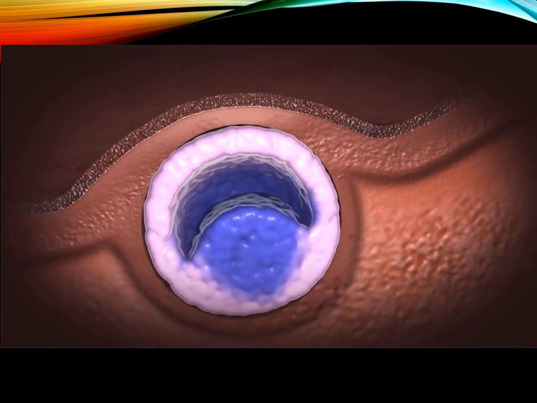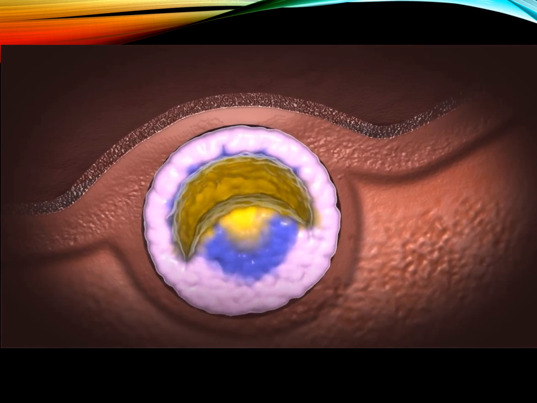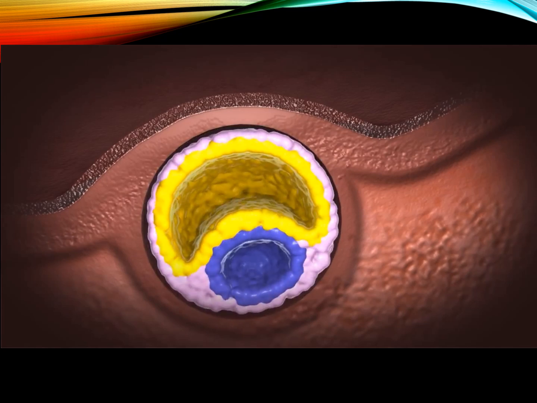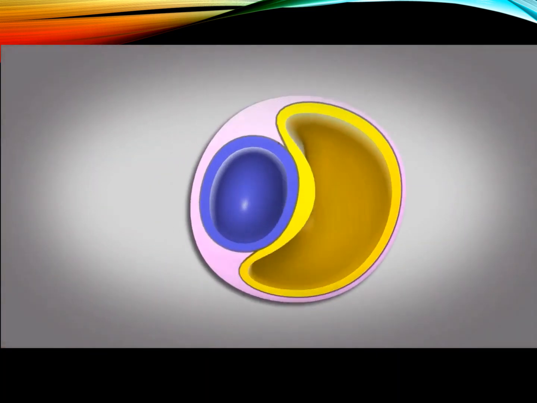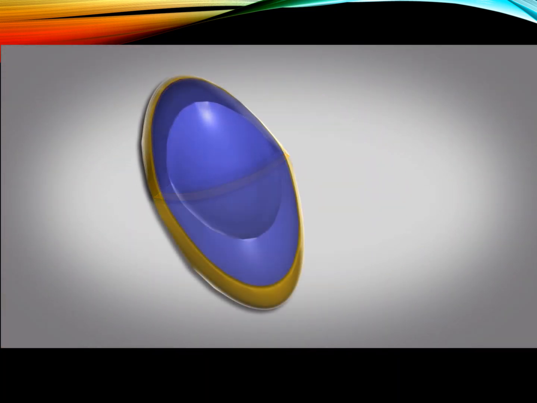During the 2nd week of development, the inside of the blastocyst, known as the embryoblast, becomes 2 layers, the hypoblast and the epiblast layers. Together, these layers form an oval-shaped disc-like structure.